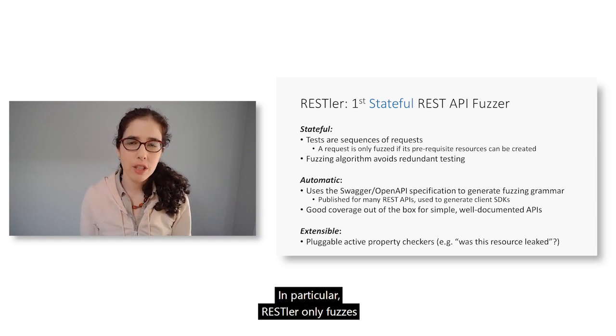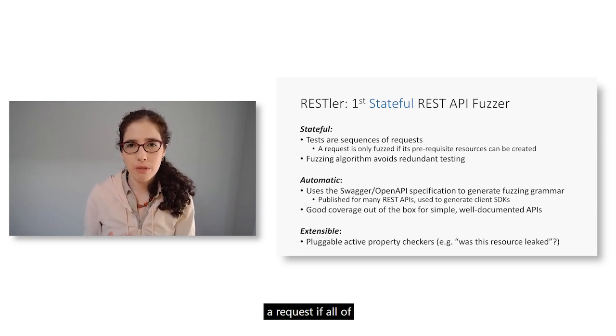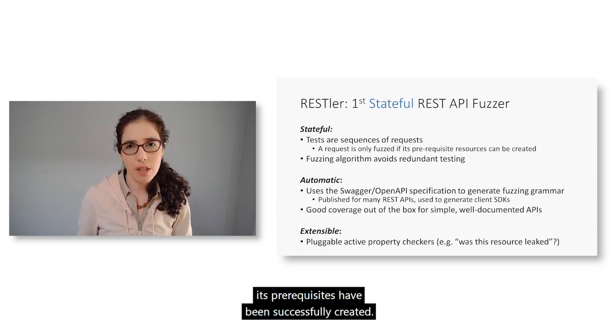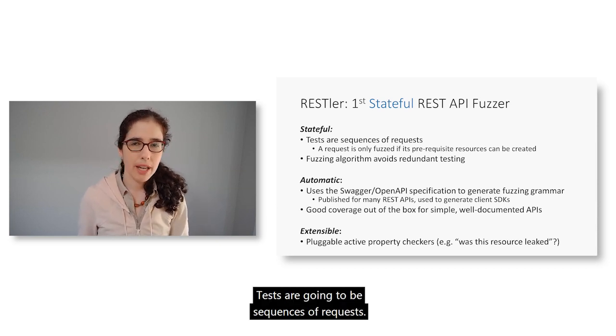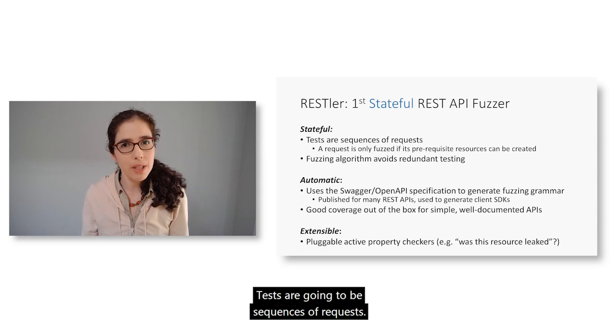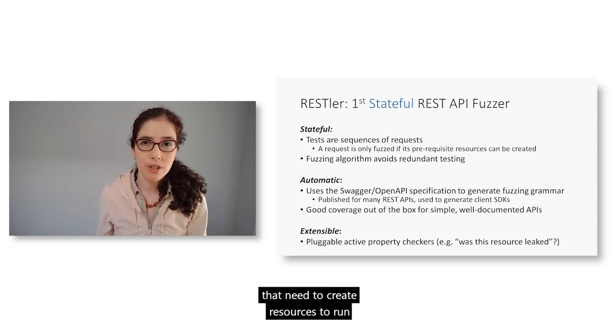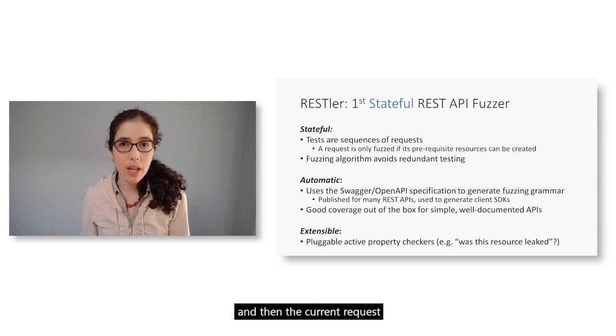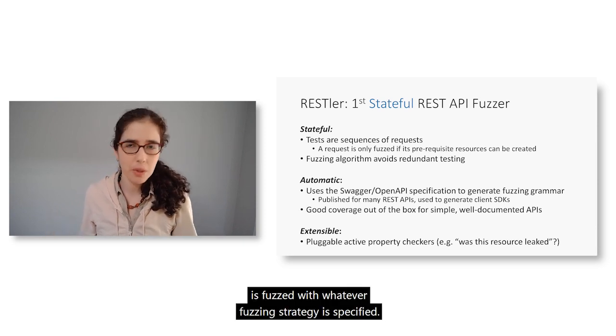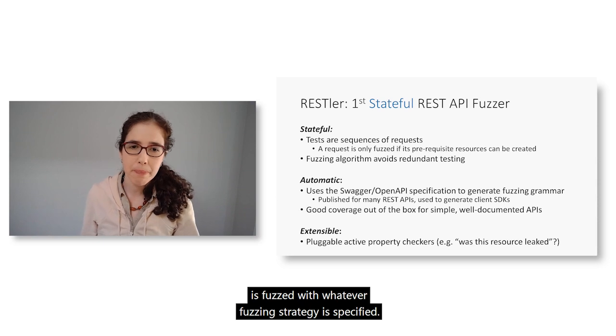In particular, RESTler only fuzzes a request if all of its prerequisites have been successfully created. And tests are going to be sequences of requests. First, all of the ones that need to create resources to run the current request are executed, and then the current request is fuzzed with whatever fuzzing strategy you specify.